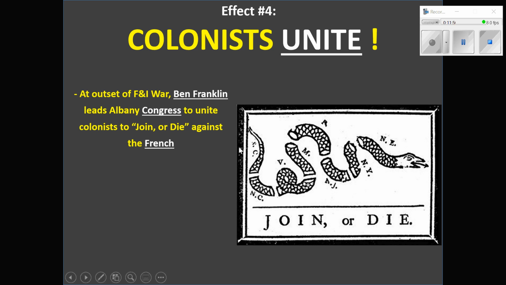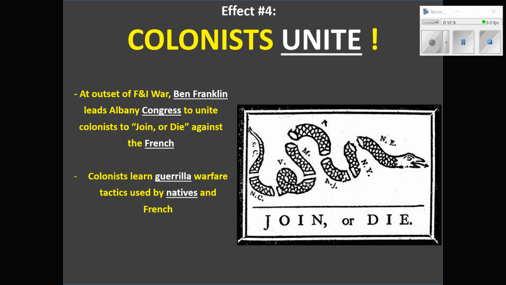So what this image was supposed to do was, it's based off an old legend that you would cut up a snake and the snake would die unless the pieces were put back together before sundown. So he used this image to show that these pieces of the snake are separate, but if we come together, we can be whole, we can be more powerful. So Benjamin Franklin went to the Albany Congress, which is a group of leaders, to tell them we need to come together, or join or die, against the French.